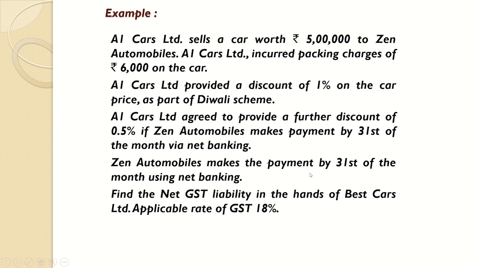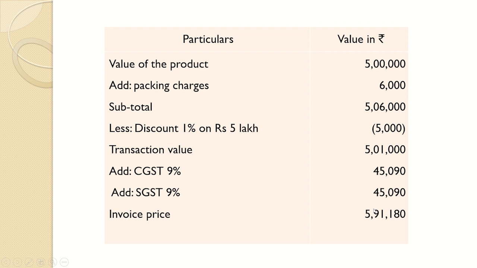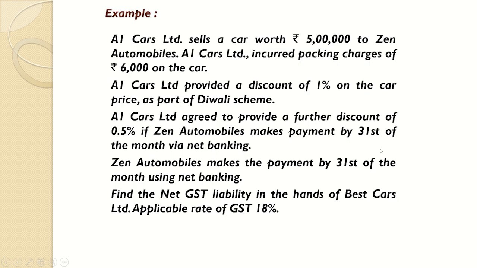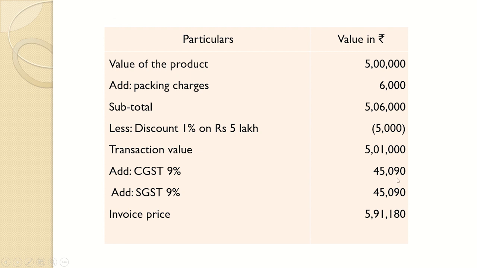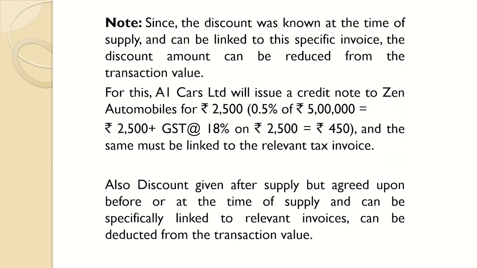Now, in the given problem, Zen Automobiles also agrees to the condition of making the payment by the 31st of the month. Hence, he shall also be eligible for the additional discount of 0.5% on the value of car, and then corresponding taxes should be deducted. Now, let's understand how that is done.